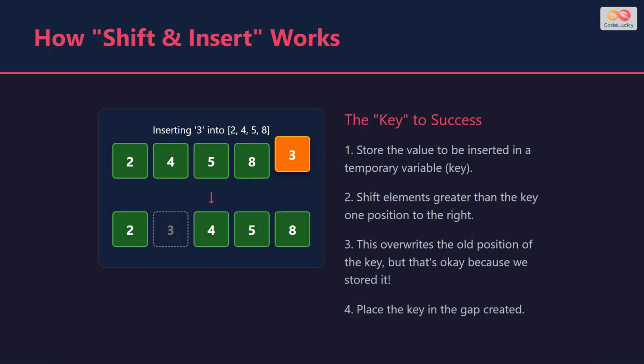Let's look closer at the logic. When we want to insert the number 3 into a sorted list like 2, 4, 5, 8, we save 3 in a temporary variable called the key. We then check 8, 5, and 4. All of them are greater than 3, so we shift them one position to the right. This overwrites the original position of 3, but that is fine because we saved it. Finally, we place the key into the empty spot.